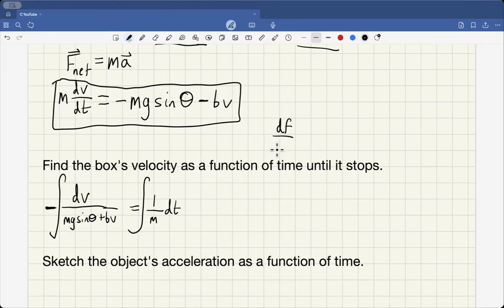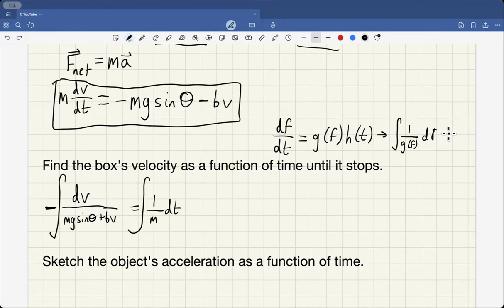In our case, it's dv/dt, but it could also just be f as a function of time. F is not a force, it's just a general function. And you would be able to say then that you could split up the rest of your differential equation. So say this mg sine phi minus bv into some function g that depends only on f and some function h that depends only on time. And so therefore, if you rearrange it, you're going to end up with the integral of 1 over g(f) df.